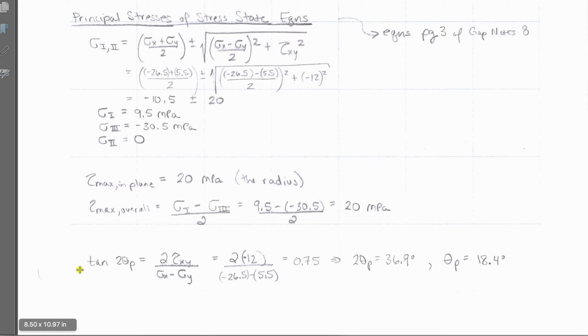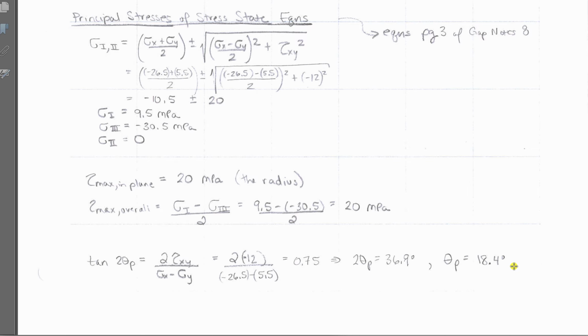And then we have our orientation, so tangent of 2 theta p is equal to 2 tau xy over sigma x minus sigma y. We plug those in. Again, we're very careful with our negatives here to make all this work out correctly. So that was a negative tau shown on that cube, and negative compressive sigma x, and so we get 2 theta p to be 37 degrees and theta p to be 18.4. That's positive, so we expect that it will be a counterclockwise rotation up from the x-axis.